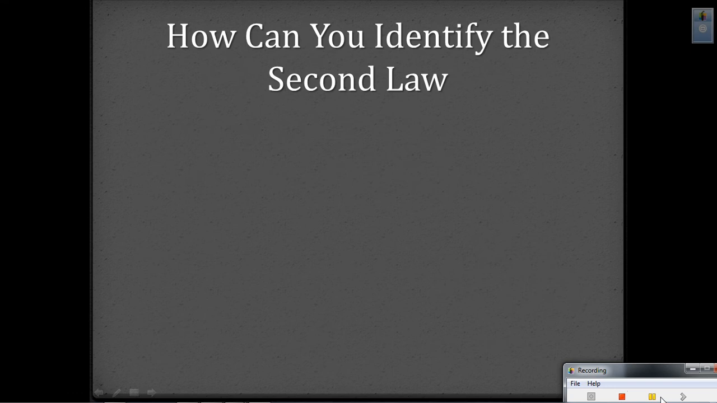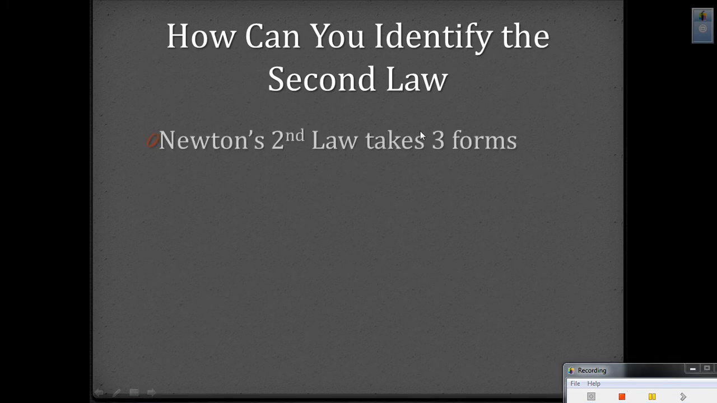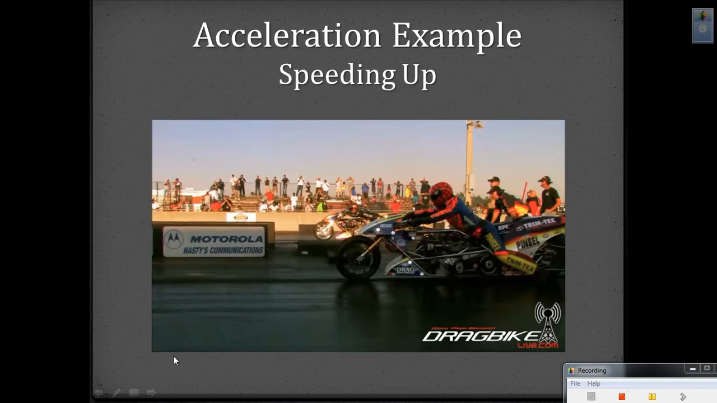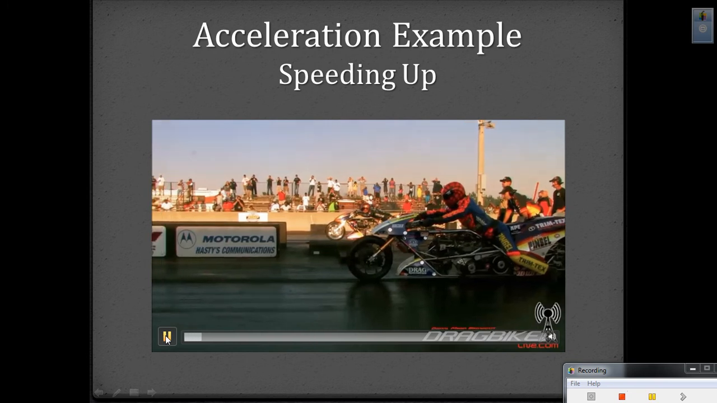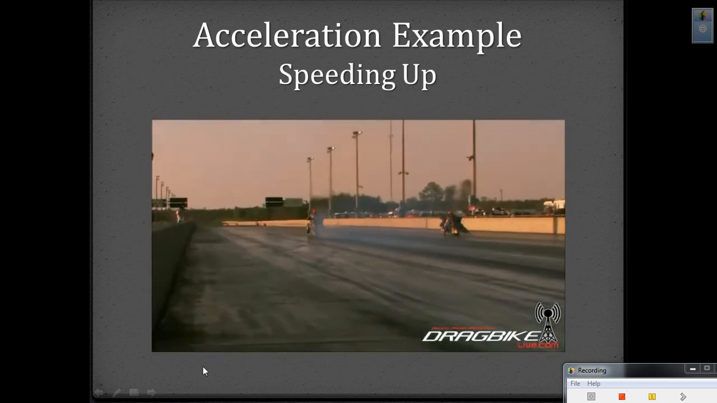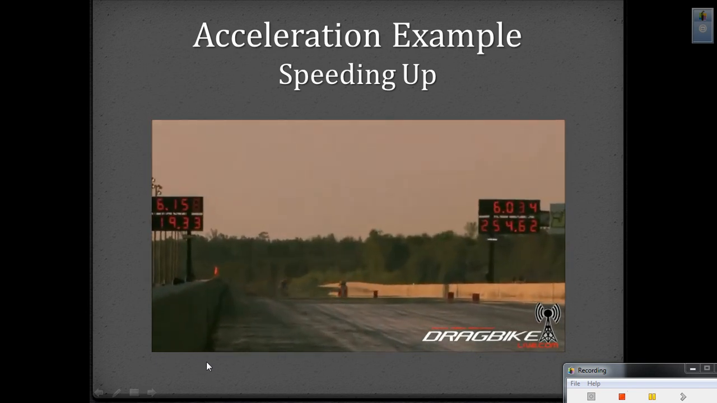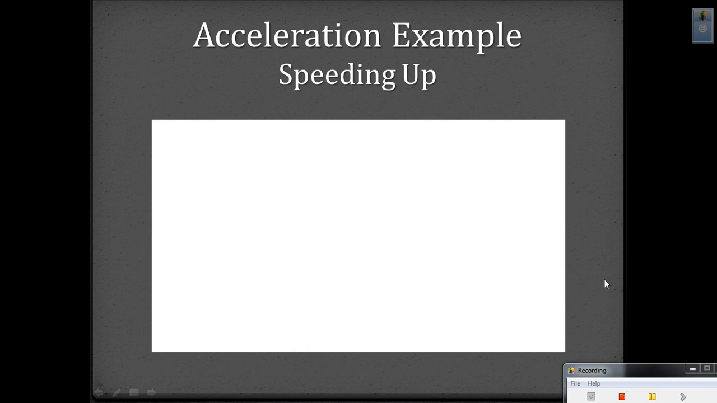Alright, so we know how to measure it, or at least we can figure out how to measure it. How can you tell or identify the second law of motion? Well, Newton's second law takes three forms. The first one is speeding up, then there's slowing down, and finally the last one is changing direction. Here is an example of objects speeding up. So this is acceleration. Definitely a change in motion.